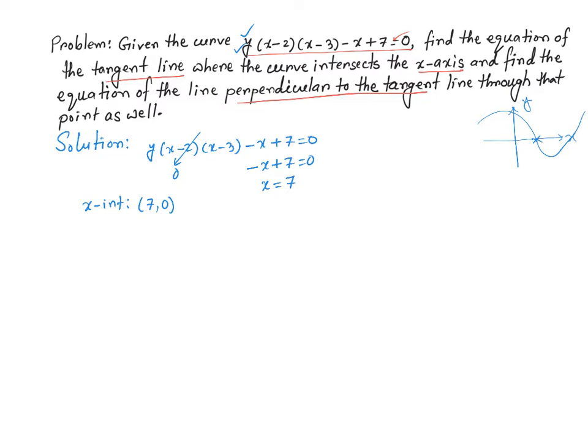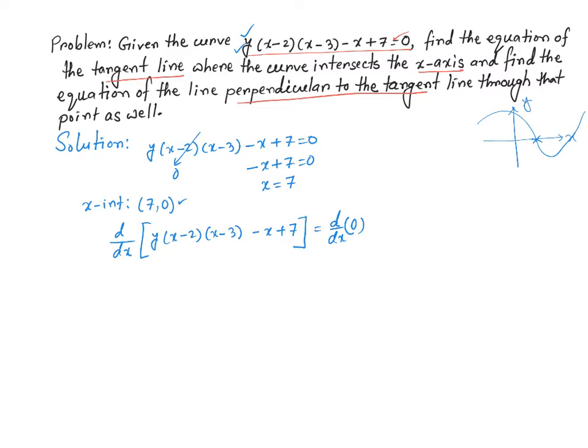Now we need to find the tangent line at this point, (7, 0). Now remember, to find the tangent, we need to find the derivative. So what we are going to do is take the given equation and take the derivative. We are going to have to take the implicit derivative here. So I'm going to take the derivative of both sides. The derivative of the right side is of course going to be 0, right?